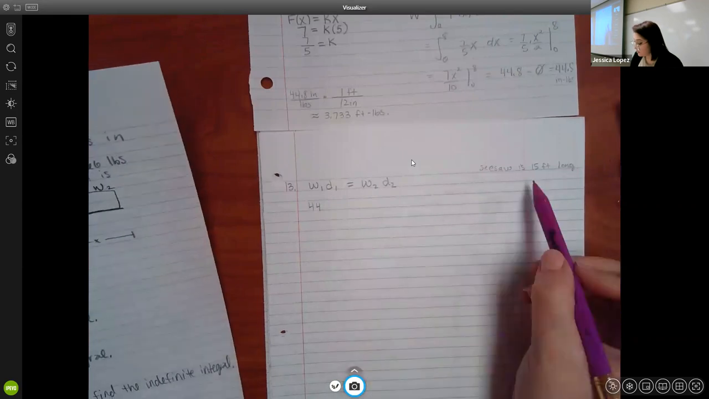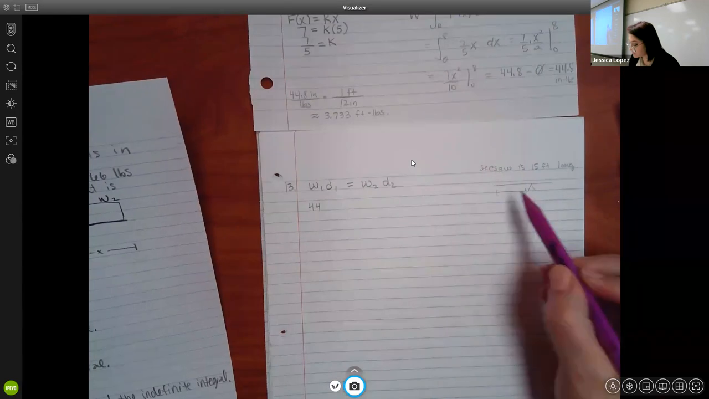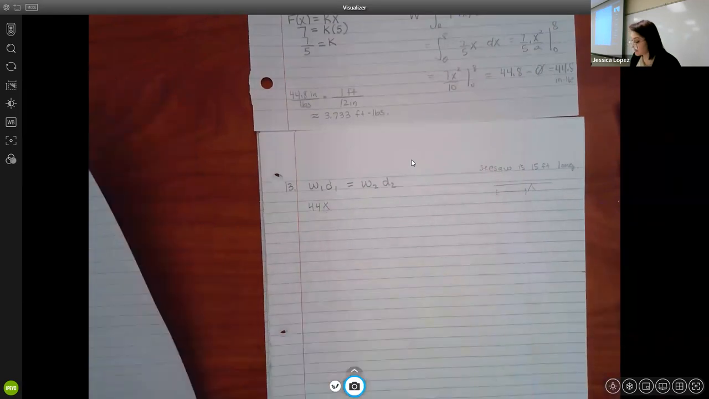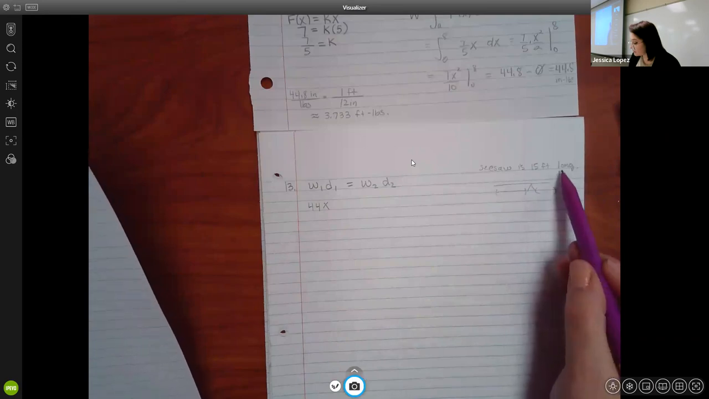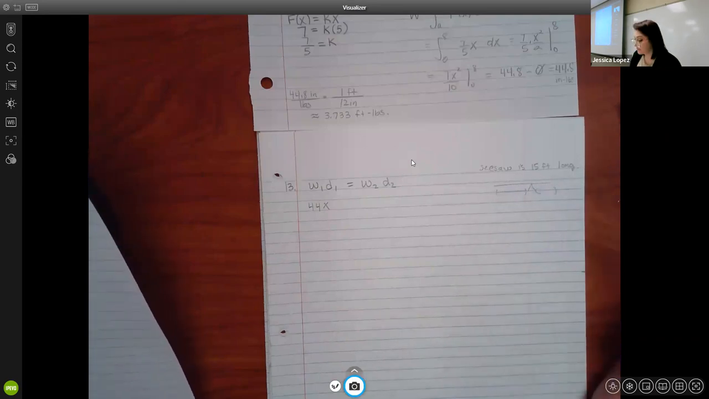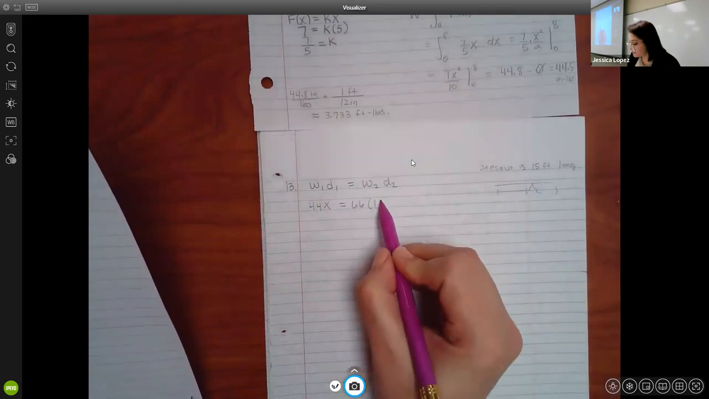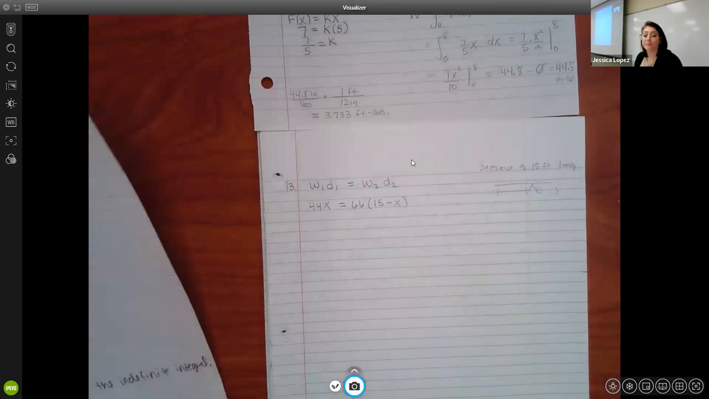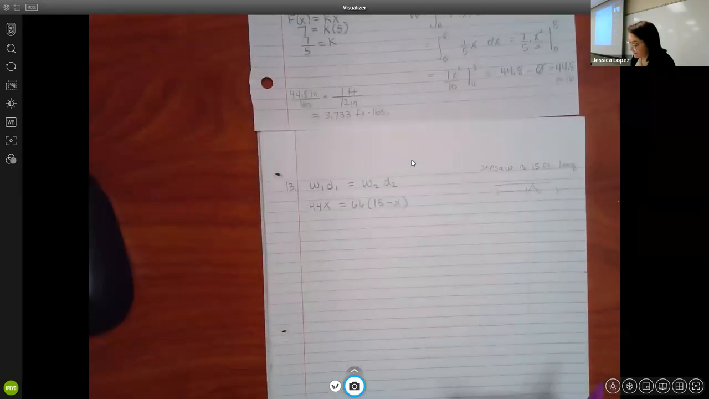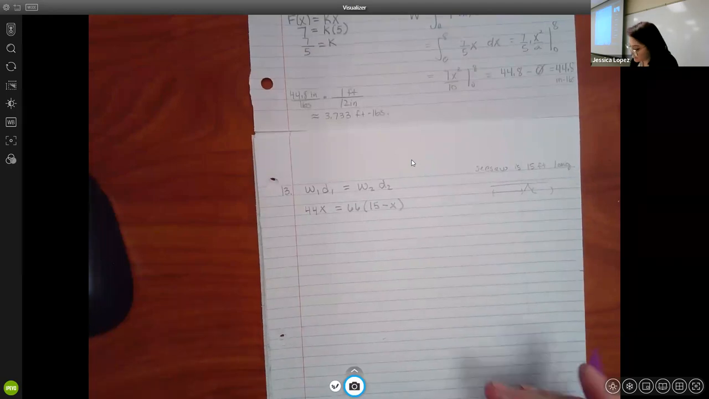So I don't know, here's a little pendulum. I don't know what this length is here. So I'm just gonna use the variable X because I don't know what it is. But I know that on this side, it has to be the rest of the 15 feet, right? So weight two would be 66, and then it would be 15 feet minus however much space that one took up. And that's just a linear equation, right? We can solve that for X, it's not too bad. 66 times 15.